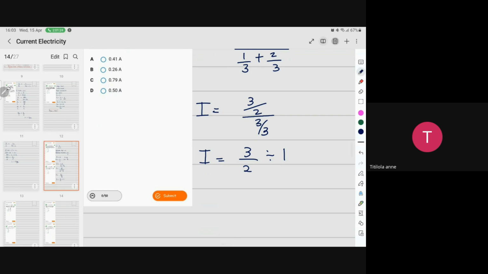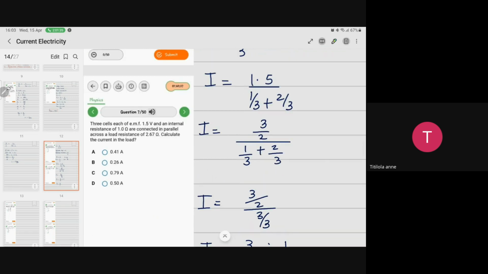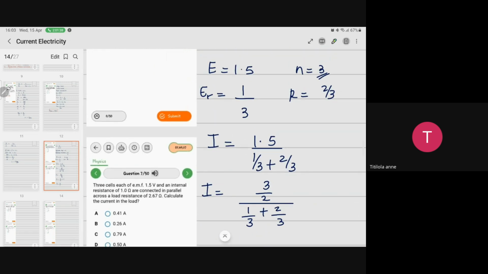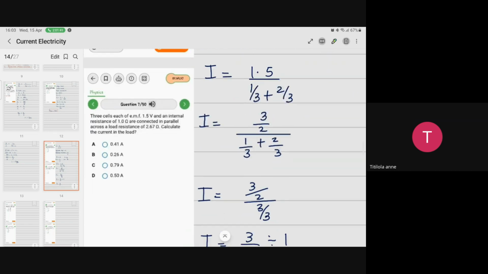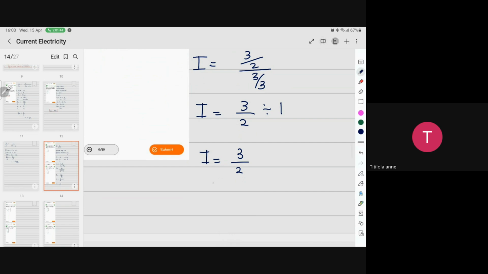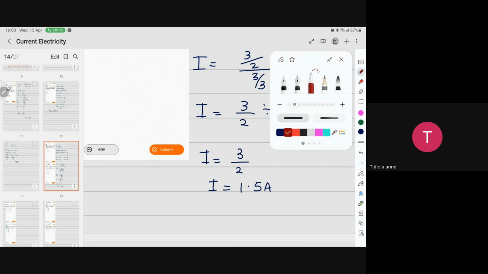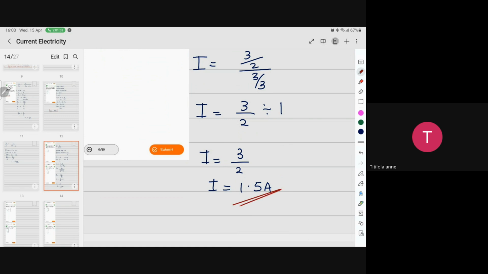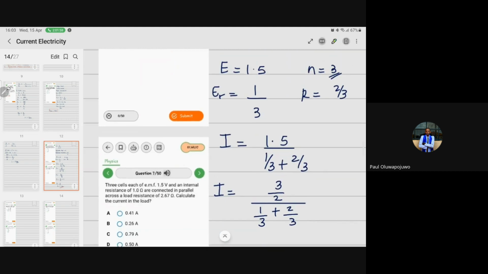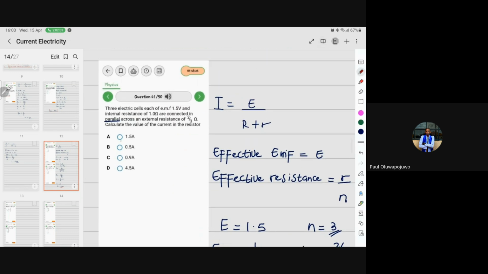Then you could see what will happen there: your I will now be equal to 3/2 times, you invert the same thing, 1/1. So 3/2, do we have the option right there? Yeah. So that will give us that I is 1.5 A. Any question, guys? Hope it makes sense. Does it make sense? A thumbs up if it does. Anybody that has a question? So that is what we have right here. This is 1.5.